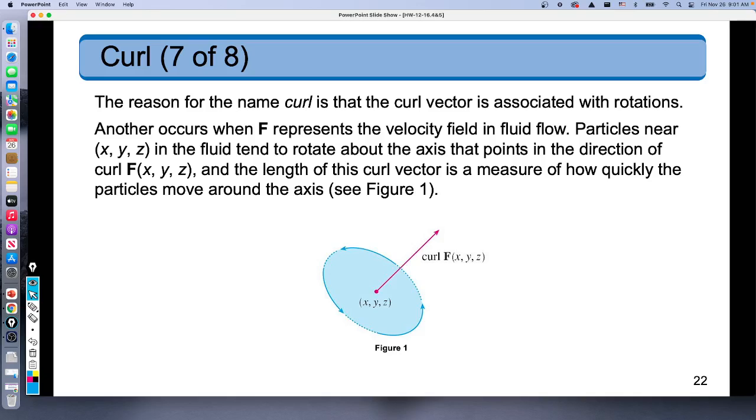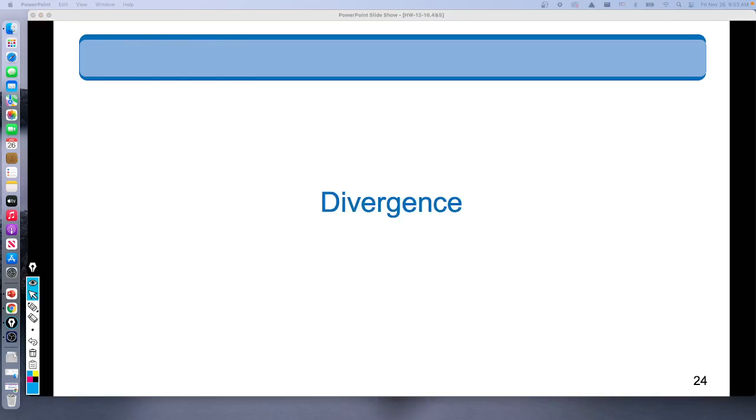And again, we said this earlier, but that curl is associated with rotations, and that's really what we're looking at: the velocity of the field, the flow field, and that's where we use curl. So that leads us to our last concept for this set of homework, divergence. And for divergence, this is where we're going to use the dot product.